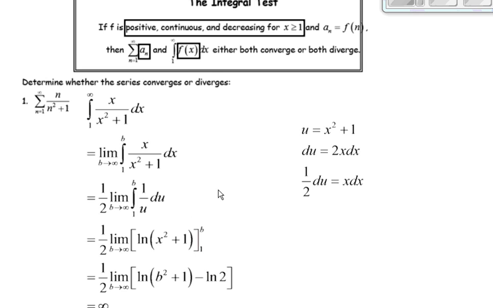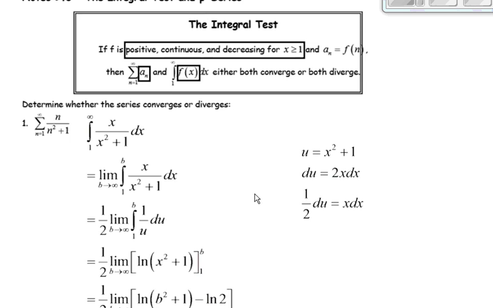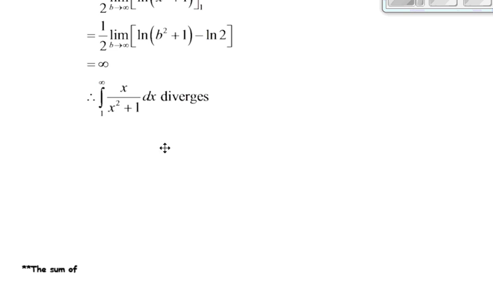And since my integral diverges, then by the integral test, we know that the integral and the series are going to both converge or both diverge. So then, since that integral diverges, therefore the series itself diverges by the integral test.